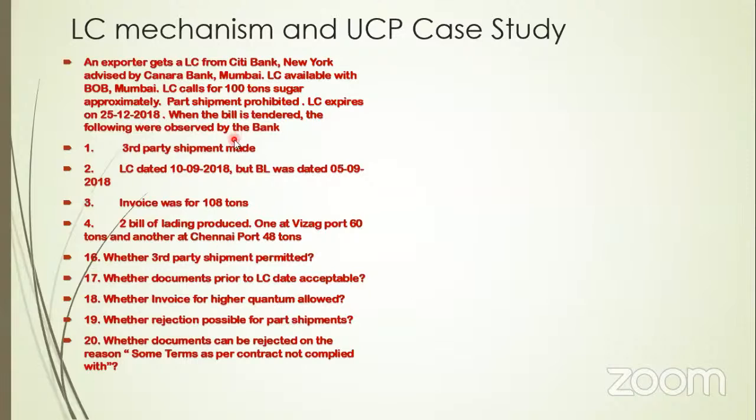Now, third-party shipment made. What is third-party shipment? Remember, it is shipment done by a person other than the exporter. It is permitted under UCP rule if it is not prohibited. If the LC is silent, third-party shipment made is perfectly okay. It is not a discrepancy. Second one, LC dated 10/9, but the bill of lading dated earlier to the LC.